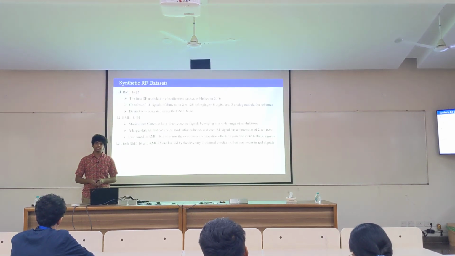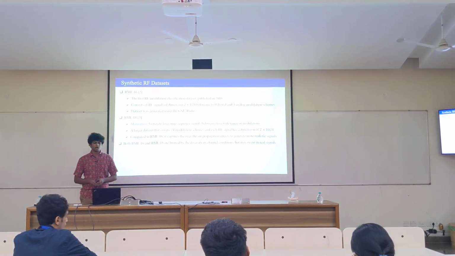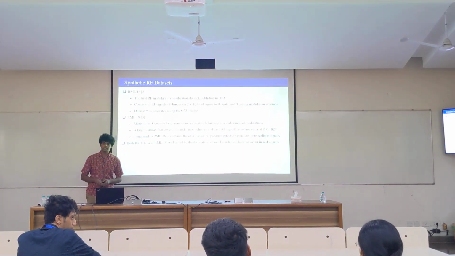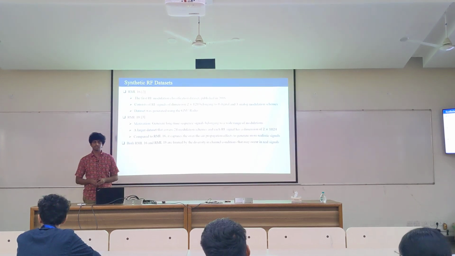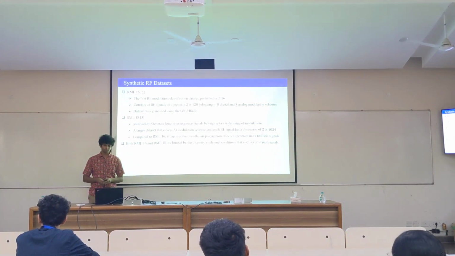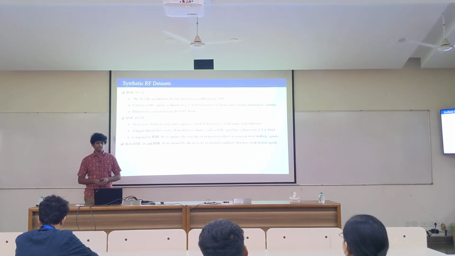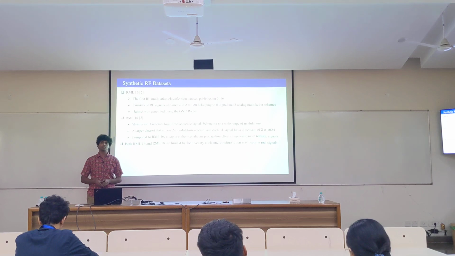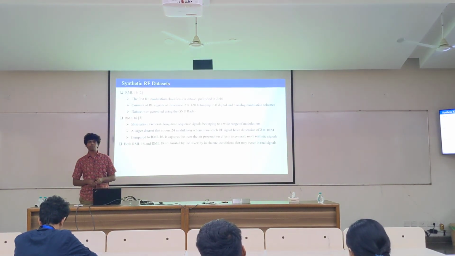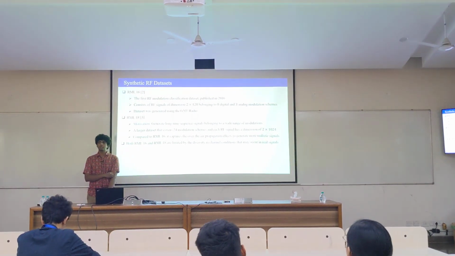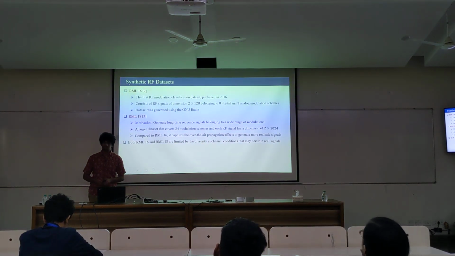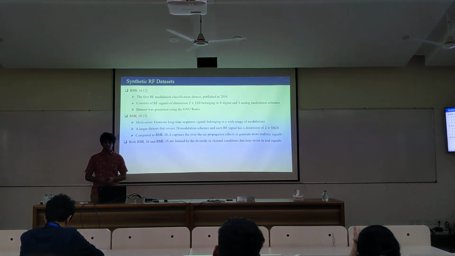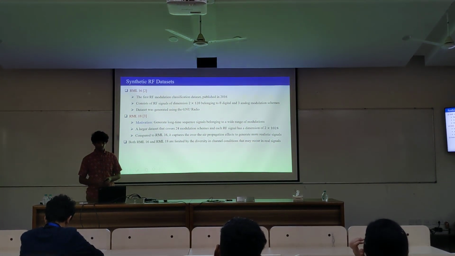To talk in brief about the synthetic radio frequency datasets that have been proposed so far, RML 16 was the first of its kind. It was published in 2016. It had a dimension of 2 by 128, and it had 8 digital and 3 analog modulation schemes. This dataset was generated using GNU Radio. Then came the RML 18, which was published by the same set of authors, and it had the goal of capturing a wider scale of modulation schemes. This dataset proposed 24 modulation schemes instead of just 11. Compared to RML 16, it also captures over-the-air propagation effects to generate more realistic signals.